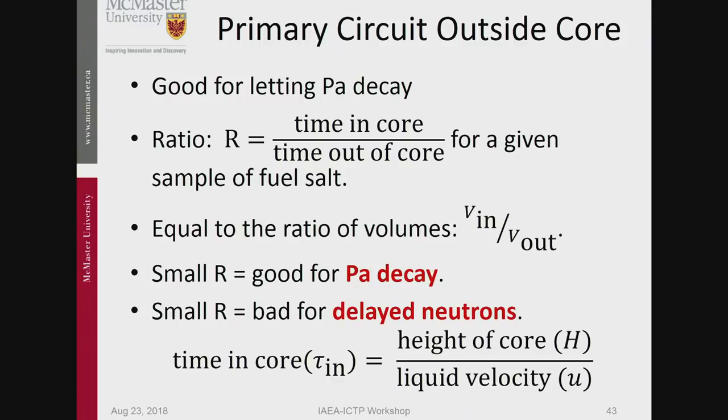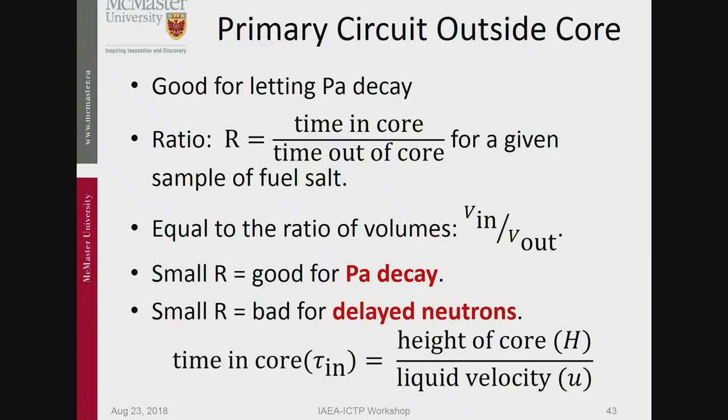and this is the last part of the neutronics, something that's really different in molten salt reactors. And you really have to wrap your brain around that. That part of the primary circuit is outside the core now, right? Which is good to let the protactinium decay. And you can make a ratio R, which is the time in core over the time out of core for a given sample of fuel salt.